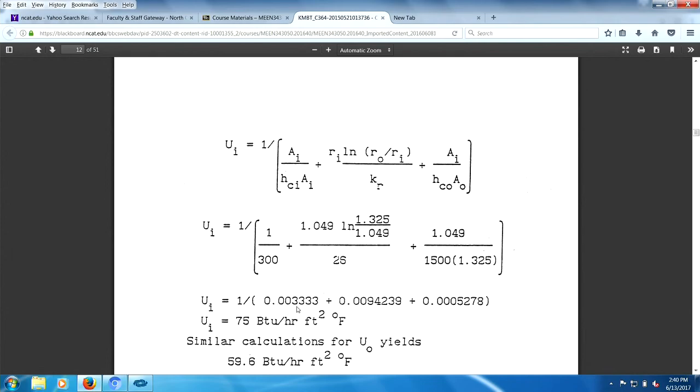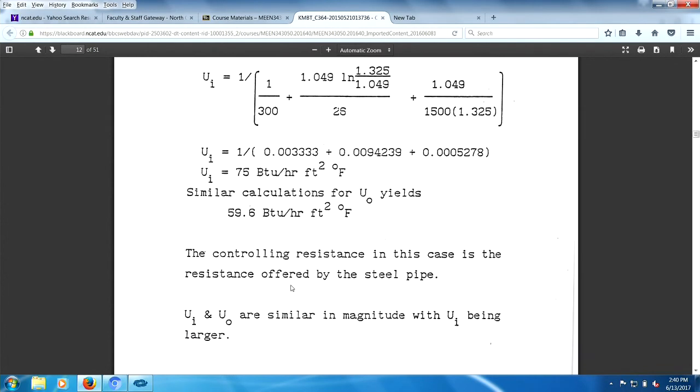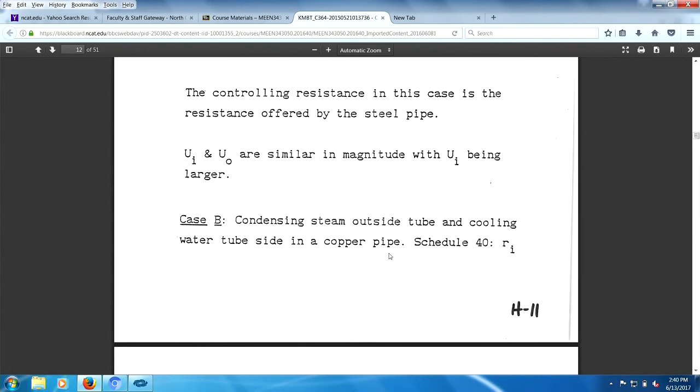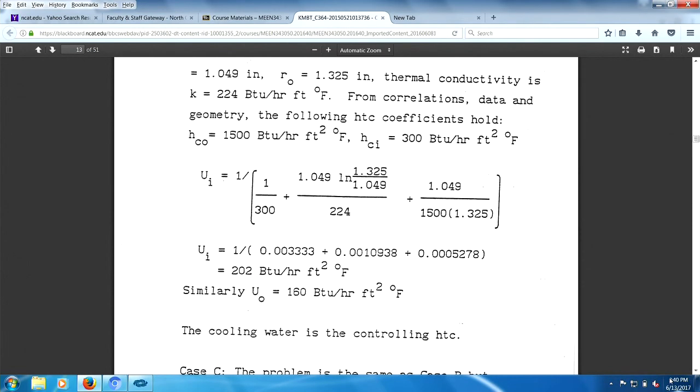And here you see that this is actually a reasonably large number as well. You have 2 zeros 3. Over here you have 2 zeros 9. This is the one that is fairly unimportant. The controlling resistance is the steel pipe. Now then, we go in and do the problem again. Okay, let's try something else. Let's try copper pipe. And we go in and run through the calculations again.